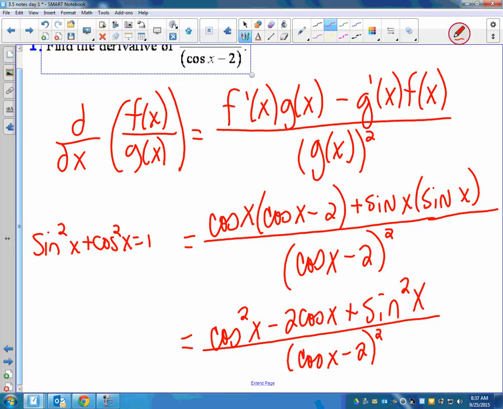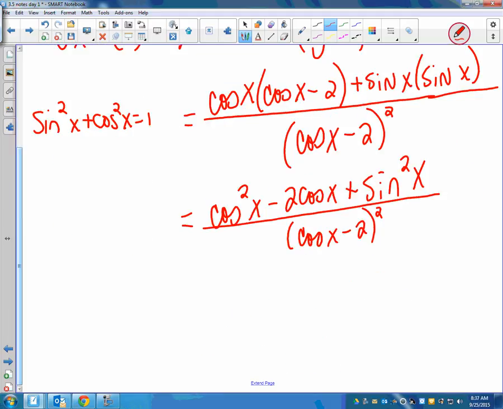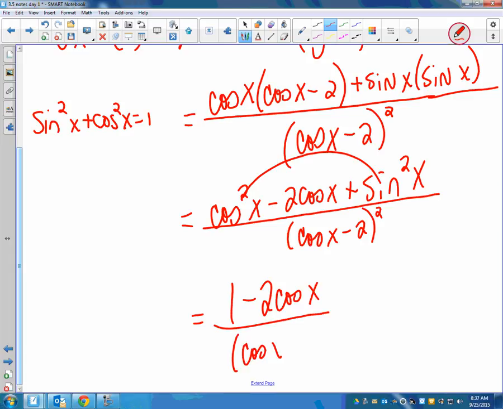So sine squared plus cosine squared equals 1. So we can say that that's just 1. So that's 1 minus 2 cosine x over cosine x minus 2 squared. Done. Really, sine squared plus cosine squared equals 1 is the only identity that you're going to be expected to know on a regular basis.